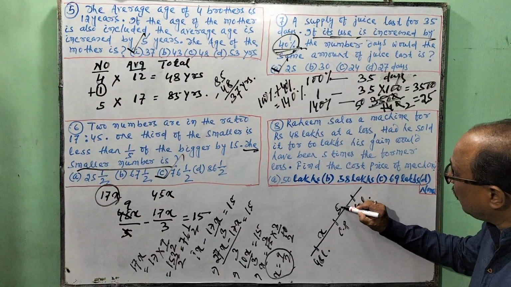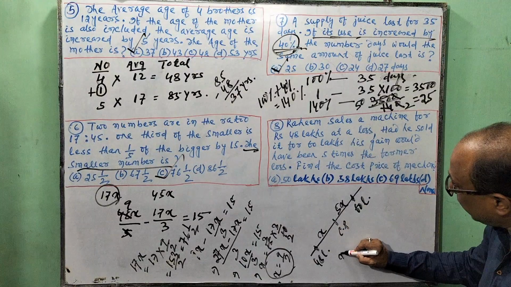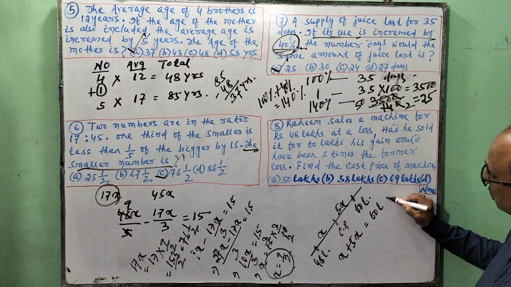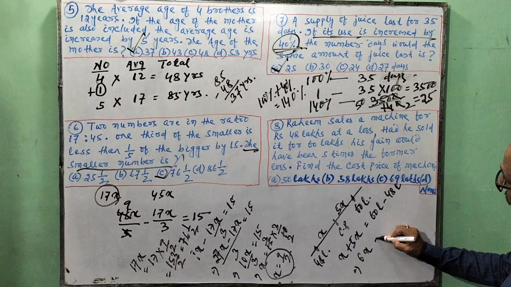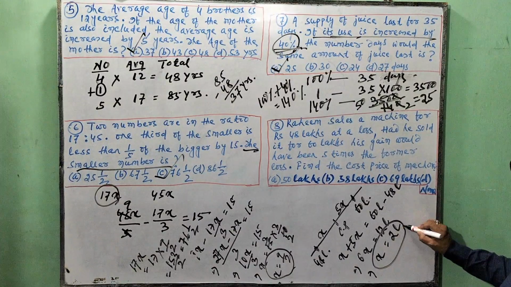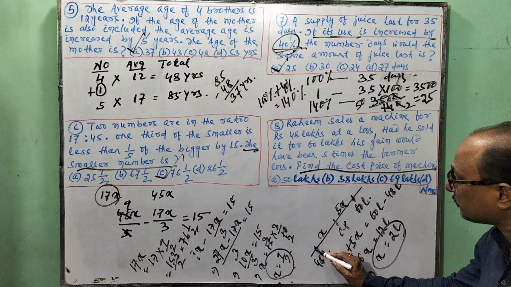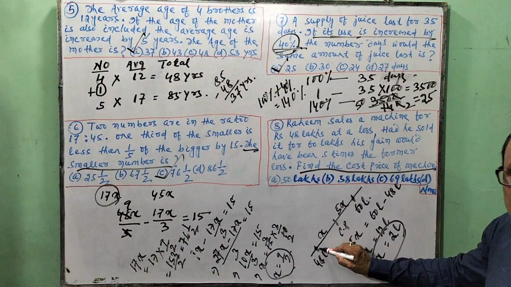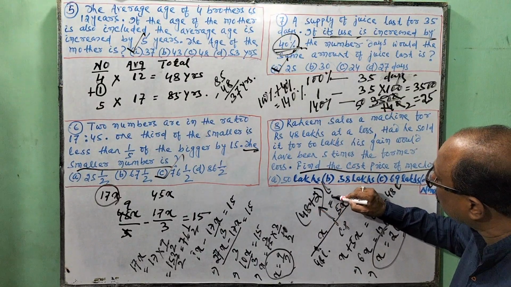So it is 5x. From this to this, the gap is x plus 5x. In money, the gap is 60 lakh minus 48 lakh. So this is 6x, this is 12 lakh. So x is 2 lakh. What is the question asking? Find the cost price of the machine. 48 lakh plus the 2 lakh loss, so the CP is 50 lakhs.